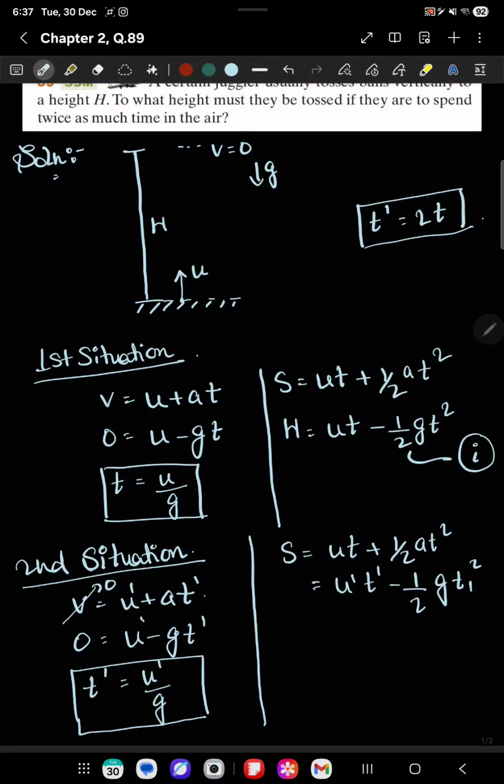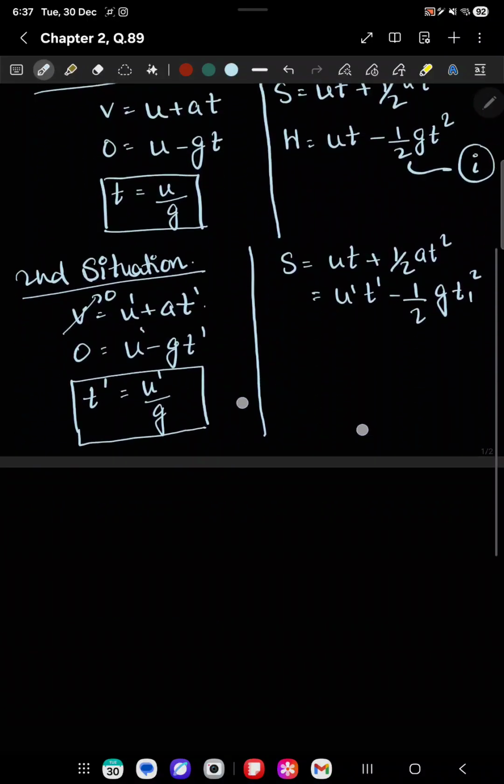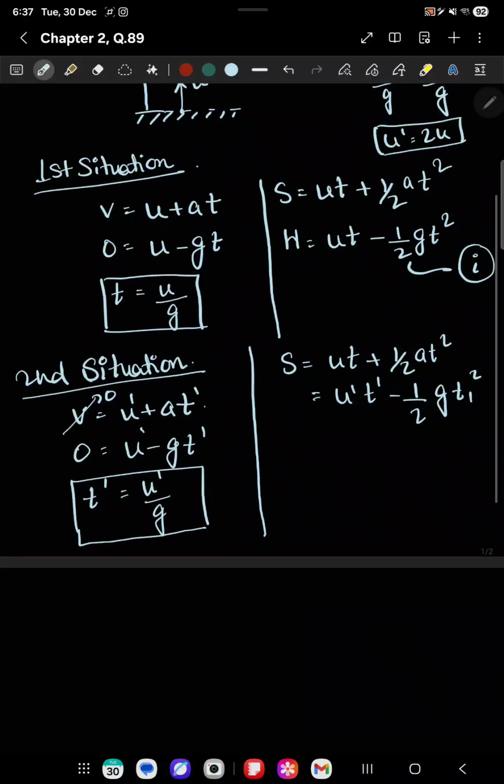So if I am using t dash equals 2t, putting the t dash and t values here, u dash upon g will be 2 times u upon g. So this will give us a value of u dash equals 2u, right? So if we want, we can feed this u dash equals 2u in this equation.